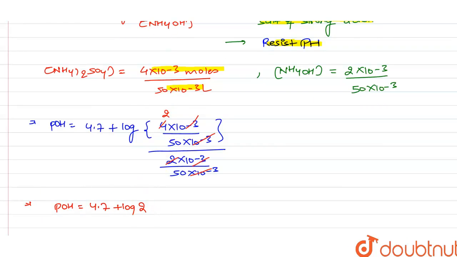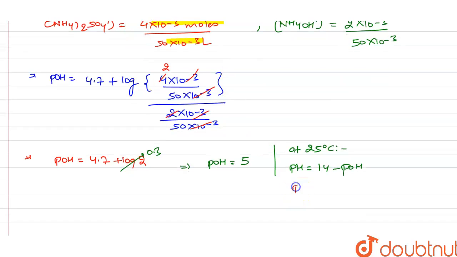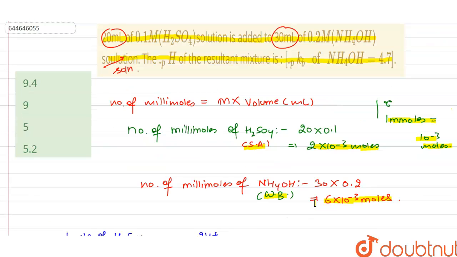Here the value of log 2 is approximately 0.3. So on solving, we get pOH as 5. And we know that at 25 degrees centigrade, pH is equal to 14 minus pOH. Putting the value of pOH here, we get pH as 14 minus 5, that is 9. So we can say that the pH of the final solution will be approximately equal to 9. I hope you got my concept.